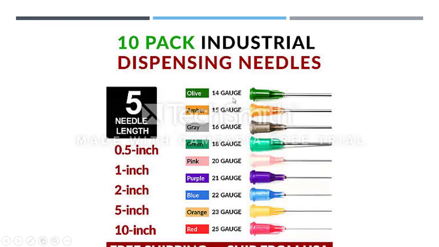Now, this is a clear picture of the color coding of needles usually used. So basically, the greater the gauge of the needle, the smaller it is. The greater the gauge, the smaller it is. It starts from 25, with a difference of 2, up to 14. So the greater the gauge, the smaller the diameter. So we have red, orange, blue, purple, pink, green, gray, amber, and olive. Olive is the biggest one, and then the red is the tiniest one. So basically, this is the color coding of the needles we use.